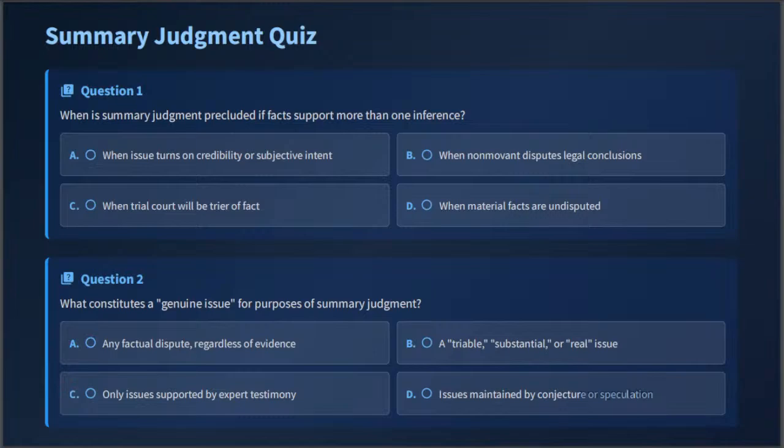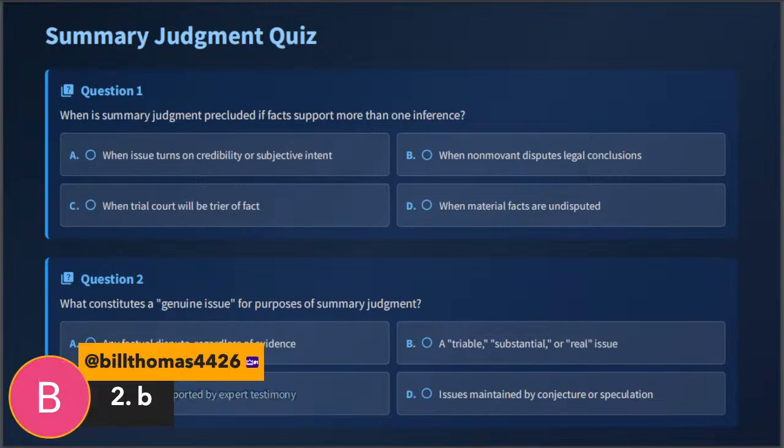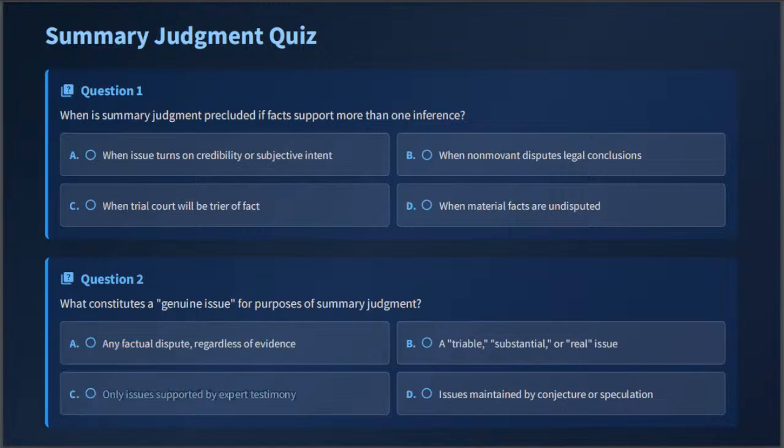Question 2 should be pretty easy here. Either A, any factual dispute, regardless of evidence. B, a triable, substantial, or real issue. C, only issues supported by... Limit 4426 says 2B. Very good. We'll stick with that one for now.